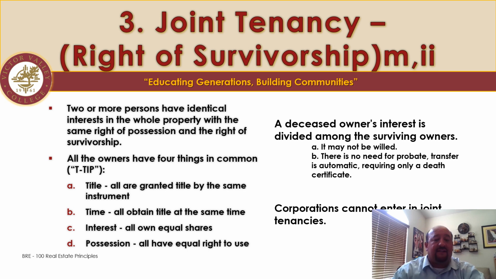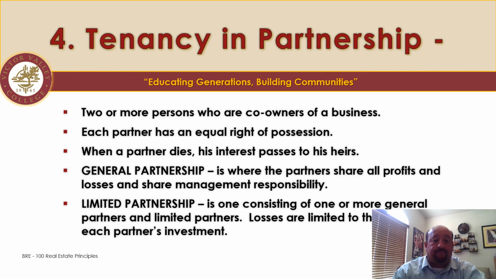Joint tenancy has a right of survivorship, meaning if one of the people passes away, then their ownership is transferred to the other joint tenants. But they have to obtain title at the same time, and all own equal shares of interest. So if there are two people, it's 50-50. If it's three, it's 33% each, and all have equal right of possession. That's the difference between joint tenancy and tenants in common: in joint tenancies, all these things have to be met.